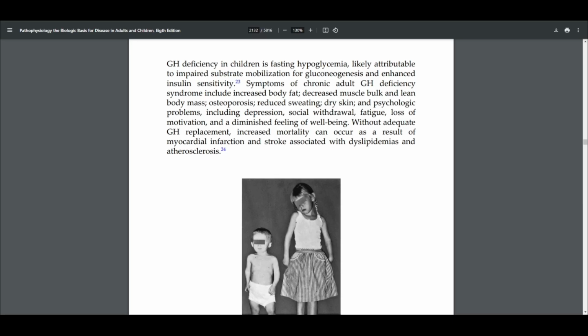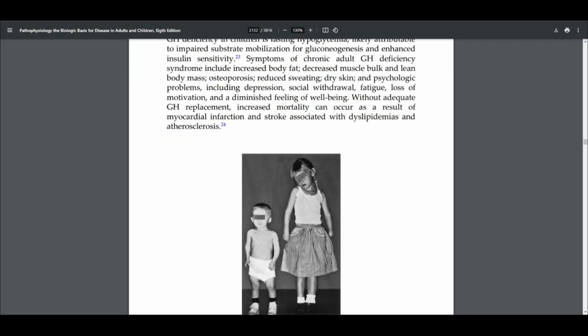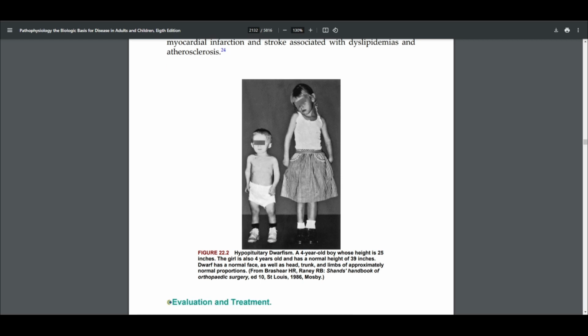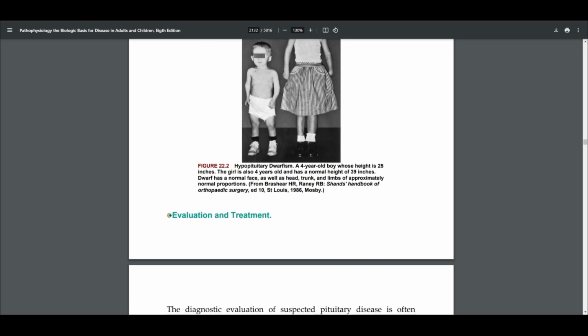Symptoms of chronic adult GH deficiency syndrome include increased body fat, decreased muscle bulk and lean body mass, osteoporosis, reduced sweating, dry skin, and psychologic problems, including depression, social withdrawal, fatigue, loss of motivation, and diminished feeling of well-being. Without adequate GH replacement, increased mortality can occur as a result of myocardial infarction and stroke associated with dyslipidemias and atherosclerosis. So what's our evaluation and treatment?